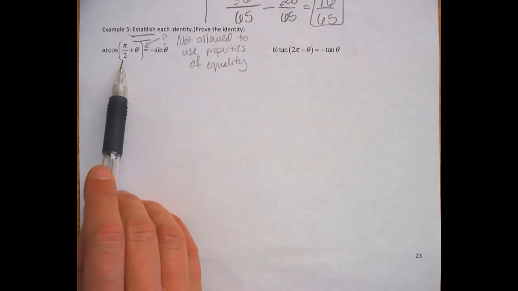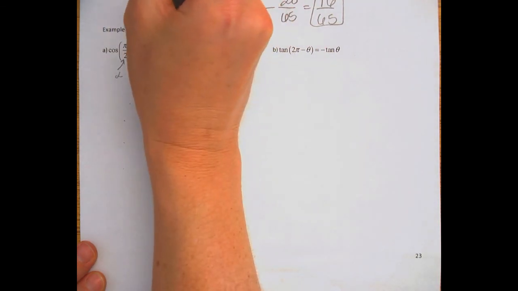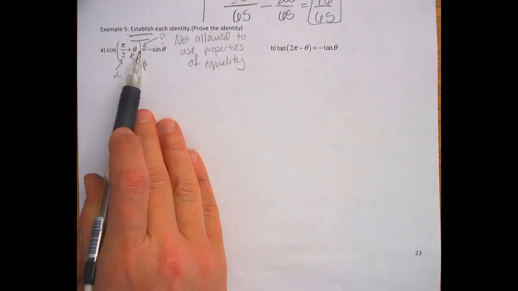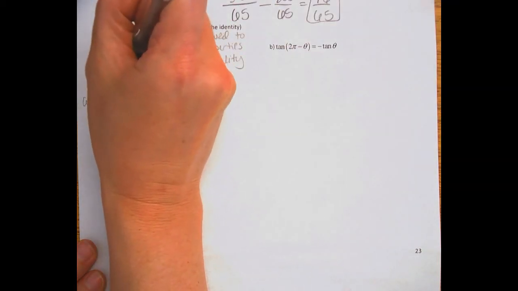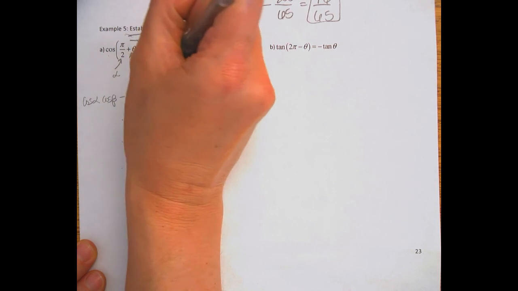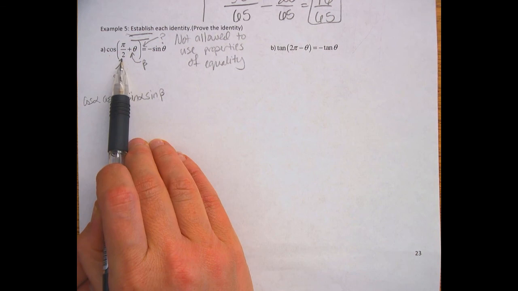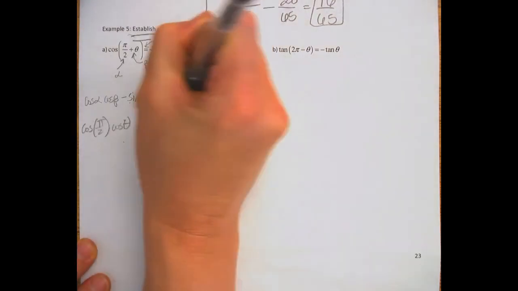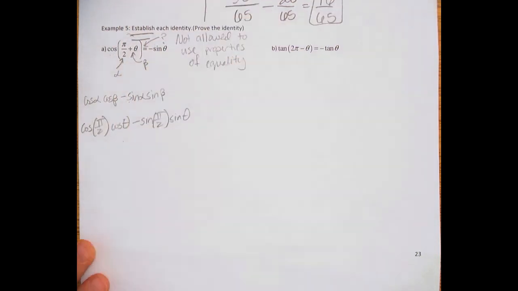So I notice here again I've got a sum of angles. Here's my alpha and that is my beta. And it's a cosine of the sum of angles. So I'm going to use the cosine identity. So it's cosine alpha cosine beta minus sine alpha sine beta. And I'm going to use pi/2 for alpha and then theta for beta. So I get cosine of pi/2 times cosine theta minus sine of pi/2 times sine of theta.